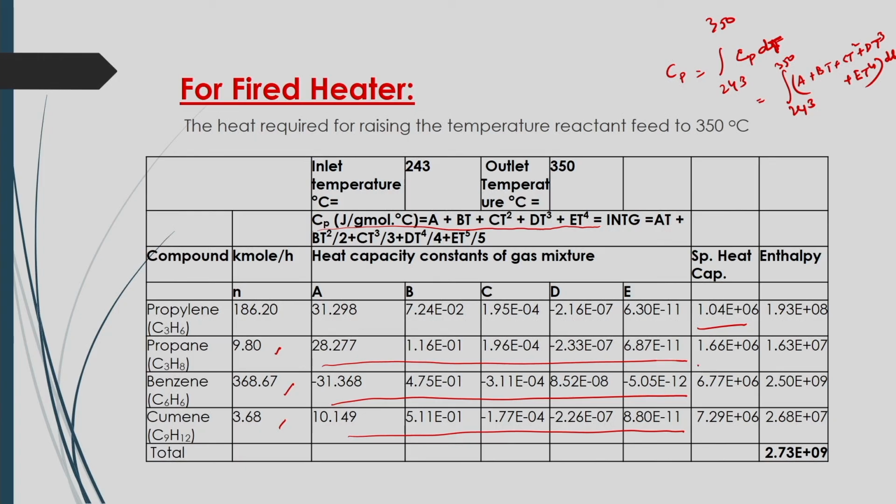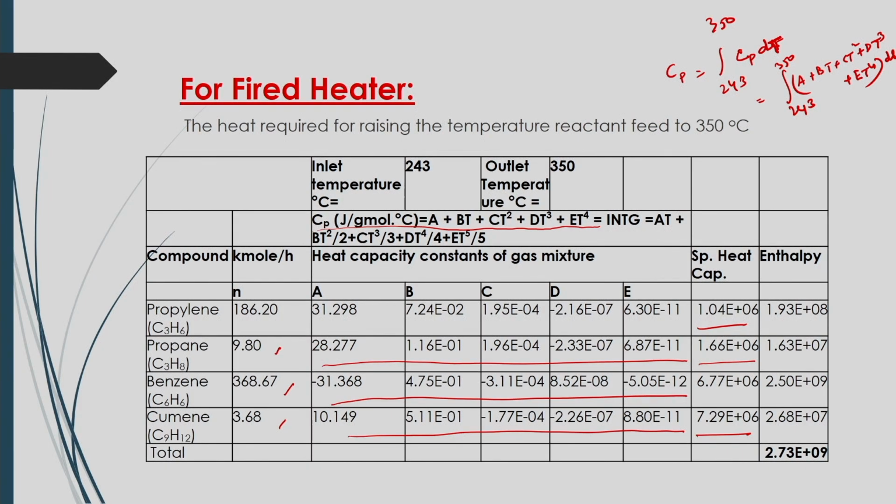Similarly, for propane after integration it is coming 1.66 into 10 to the power 6. Similarly, for benzene it is coming 6.77 into 10 to the power 6, for cumene it is coming 7.29 into 10 to the power 6. So, once you know this specific heat capacity within this range of temperature, then based on this temperature difference of 243 and 350 degrees Celsius, what should be the enthalpy?